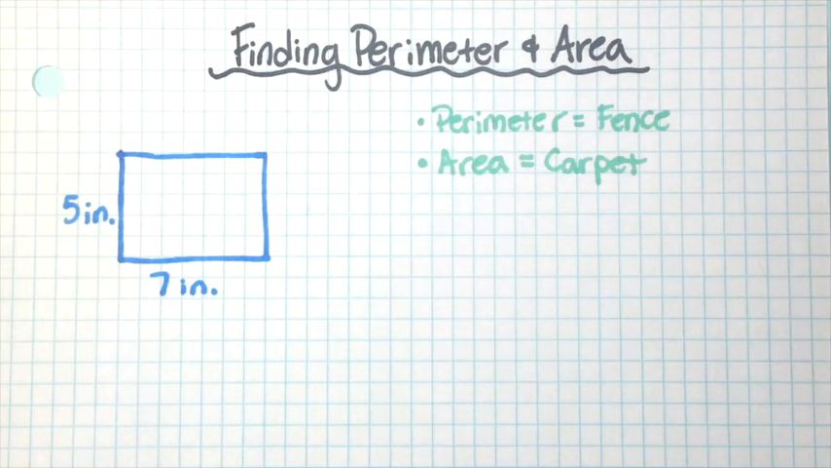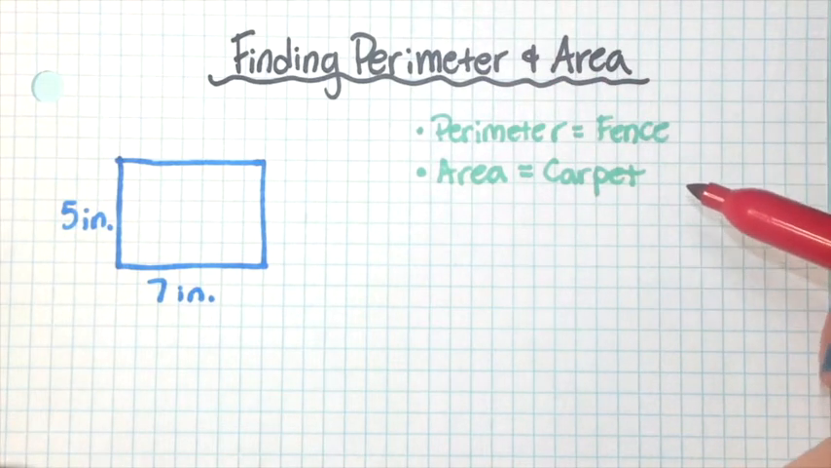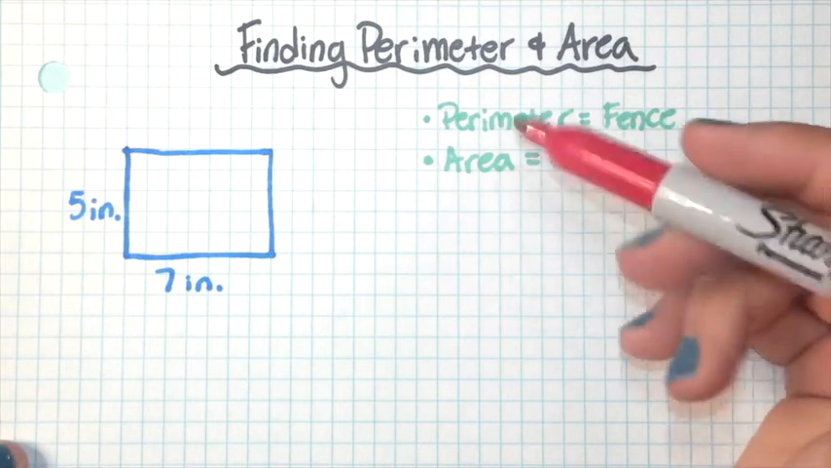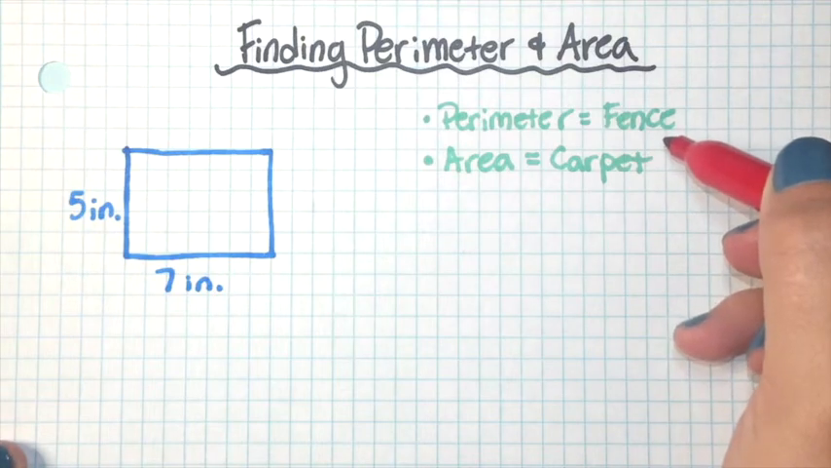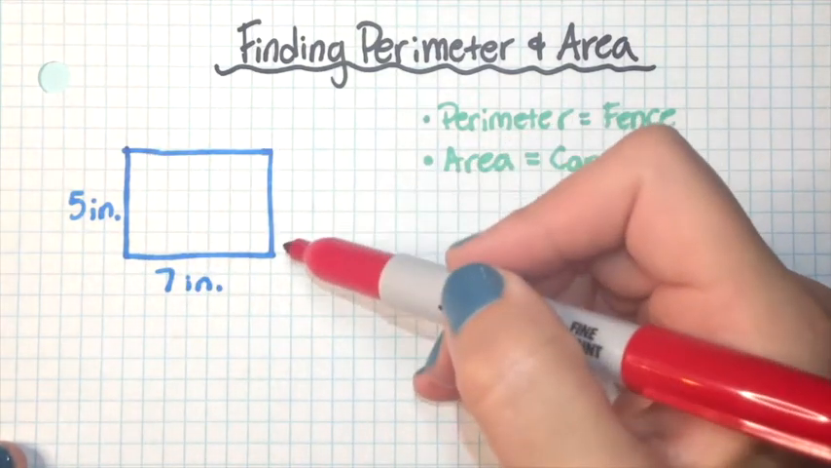Okay, so we will be going over how to find the perimeter and area. Perimeter is fairly simple. Once I explain it, I think you'll understand a lot easier. Perimeter, you want to think of it as being the fence. Say if you had a yard here, the fence is the perimeter.